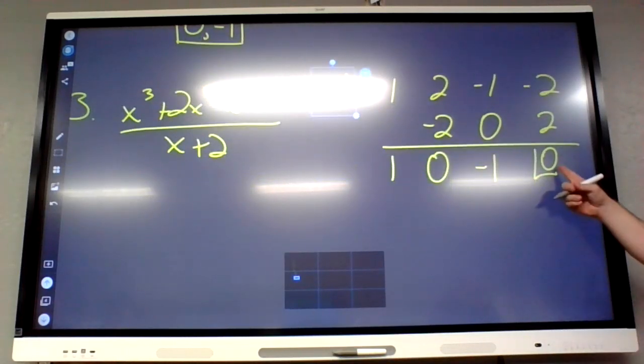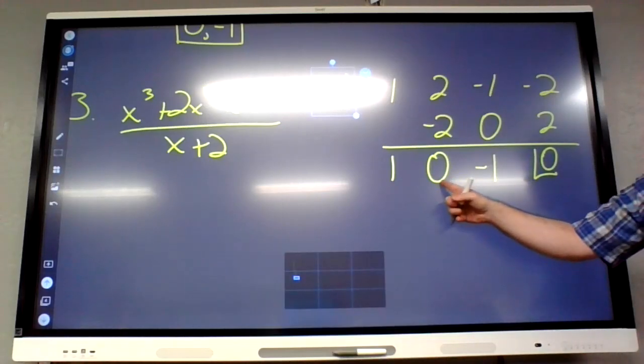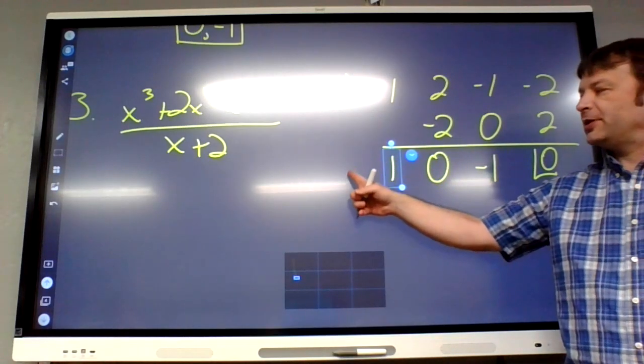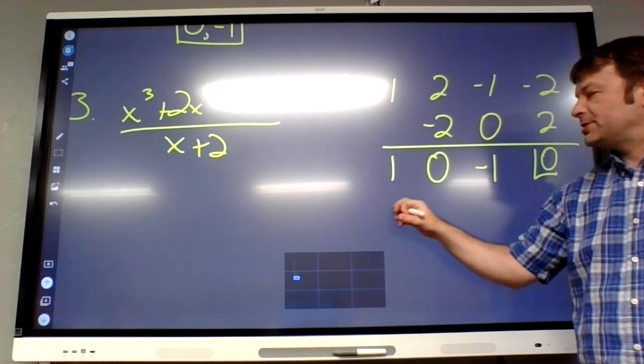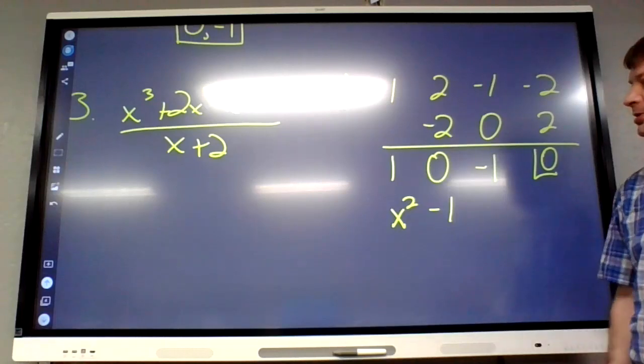What does this stand for? This number over here in the end is the remainder. There's no remainder, so it divided perfectly. This is the constant. This is the x term, x squared. If there's another one, it'd be x cubed. So this stands for 1x squared minus 1.